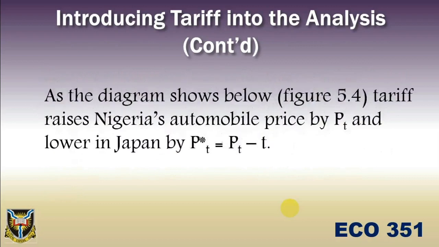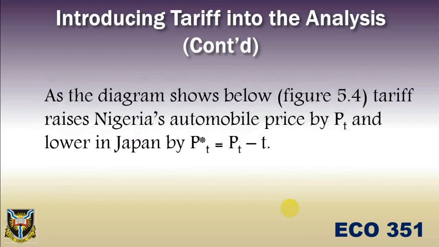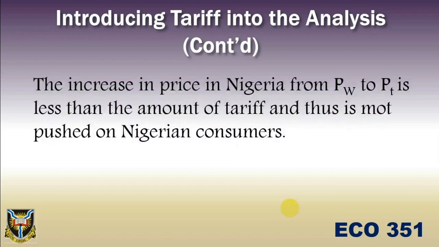This being the case, the price of automobile will rise in Nigeria and fall in Japan. Thus, tariff drives a wedge between the prices in the two markets. As the diagram shows below, tariff raises Nigeria's automobile price to PT and lowers it in Japan to P asterisk T, which is equal to PT minus T. The increase in price in Nigeria from PW to PT is less than the amount of tariff and thus is not passed on fully to Nigerian consumers.